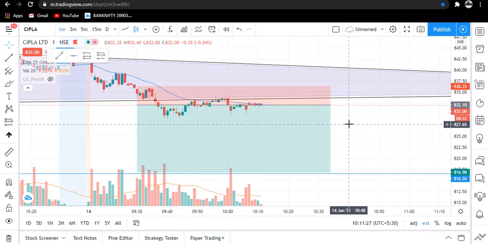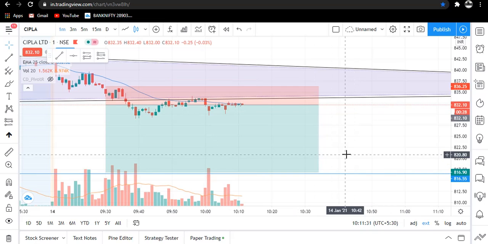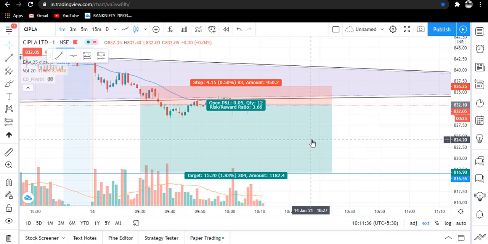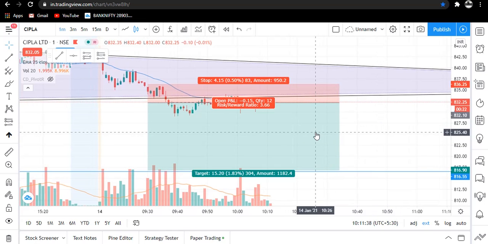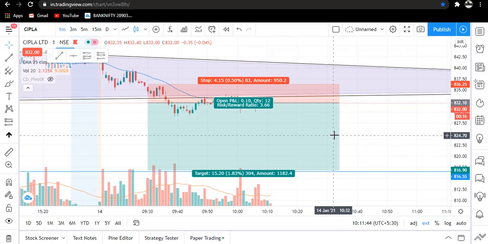So traders, coming on to our today's trade. Today I have taken a trade in Cipla. I am on the selling side, traders, and I have placed an order for the sell side with 6 quantities, maintaining my maximum risk of 25 rupees in this trade.